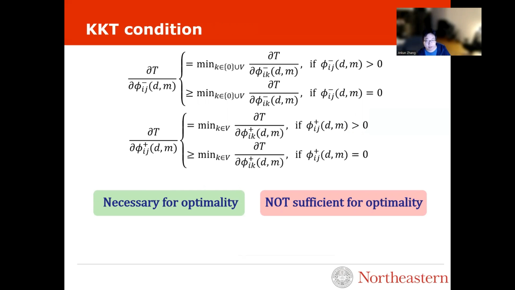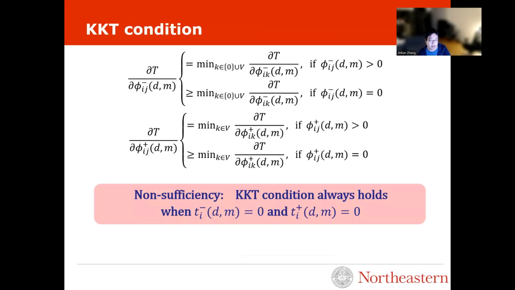We give an example in the paper where this condition does strictly worse than the optimal. The intuition is that when you have t minus and t plus equal to 0, meaning no flow is going through, these partial derivatives are always 0. So the condition always holds, regardless of what the phi is.